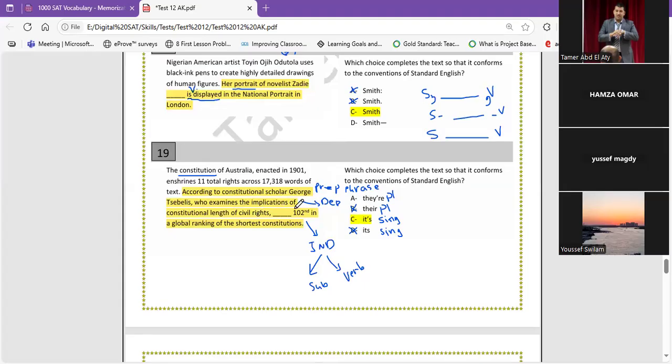He said, 102nd in a global ranking of the shortest constitutions. But I don't know what he talks about. Look at the sentence before to know. He talks about the constitution, so it's singular. It is.